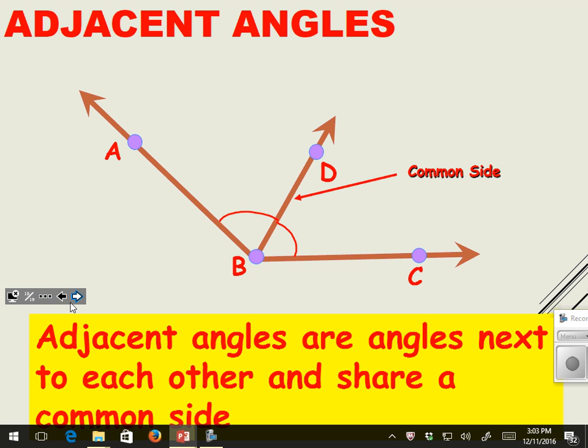If you have adjacent angles, you have to name the angles by 3 letters. You cannot name simply one angle as angle B, because if you guys notice my two angles here, they both have a vertex with point B.